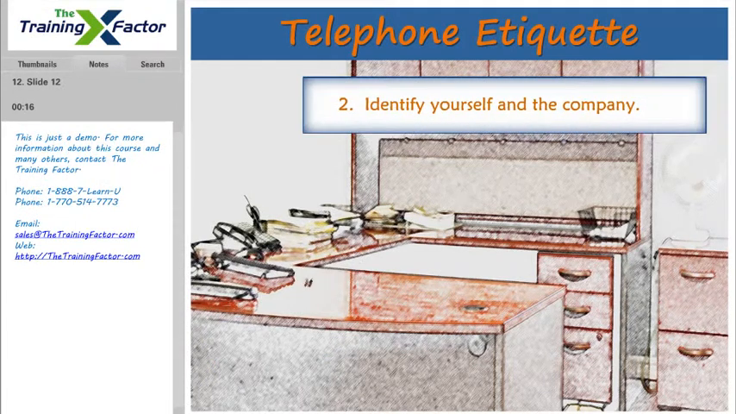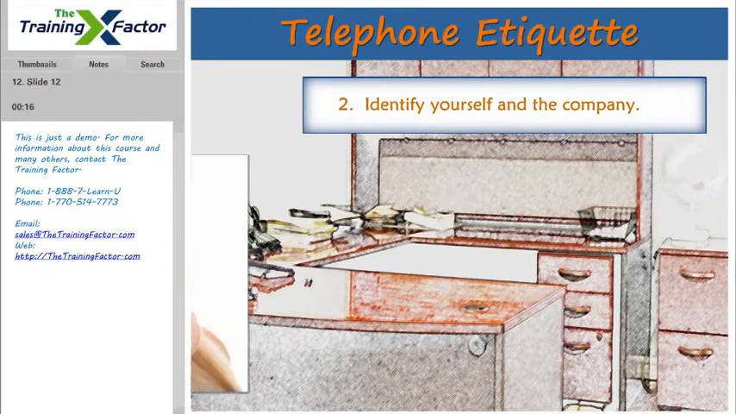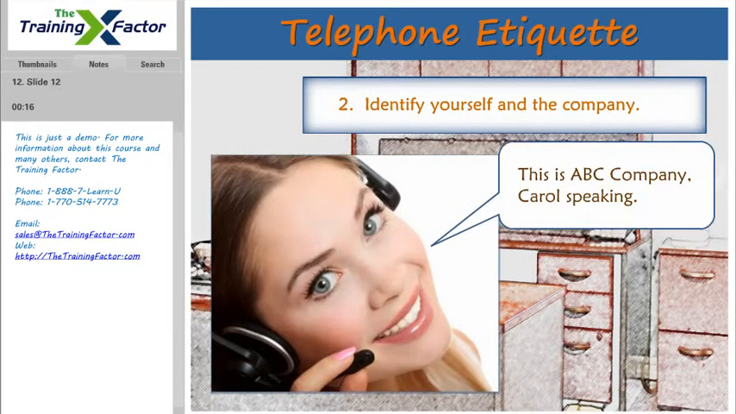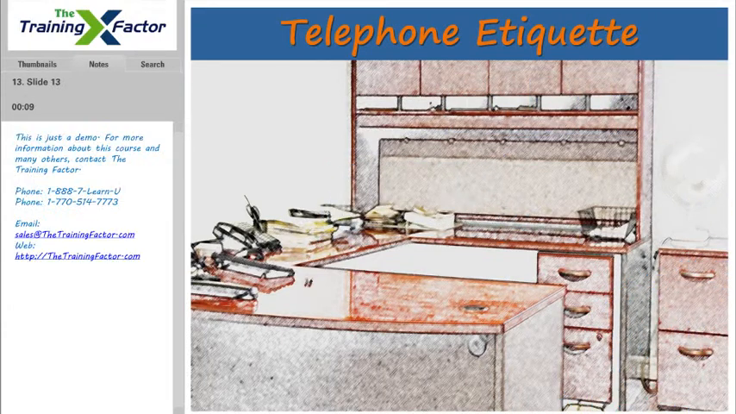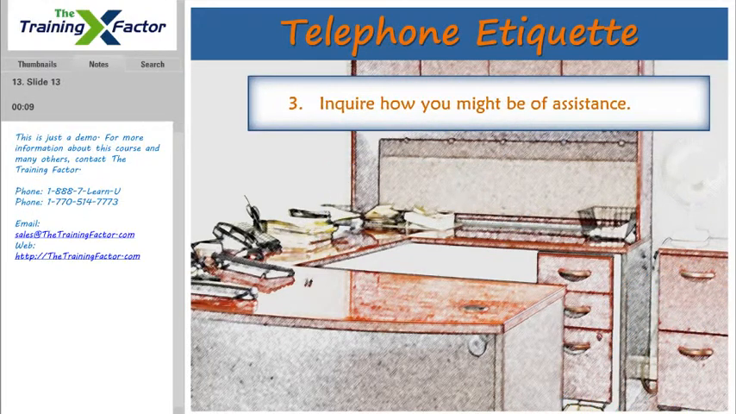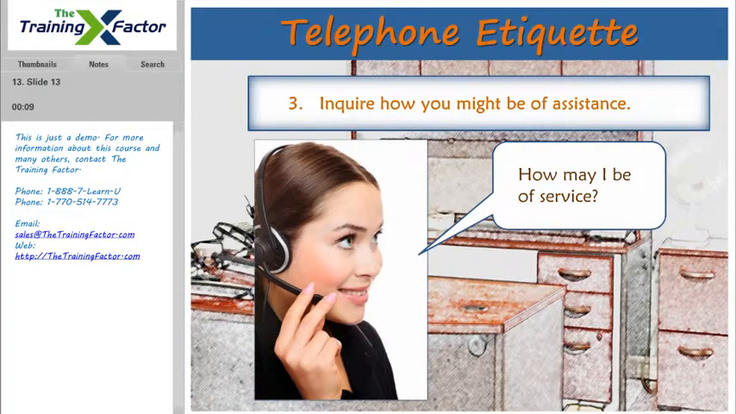Identify yourself and the company. It's only polite to tell the other person on the line that they've reached the right place. This is ABC Company, Carol speaking, or you've reached Marks & Spencer's. This is Jonathan. Inquire how you might be of assistance. How may I be of service? Or how can I help you? Can set the tone.